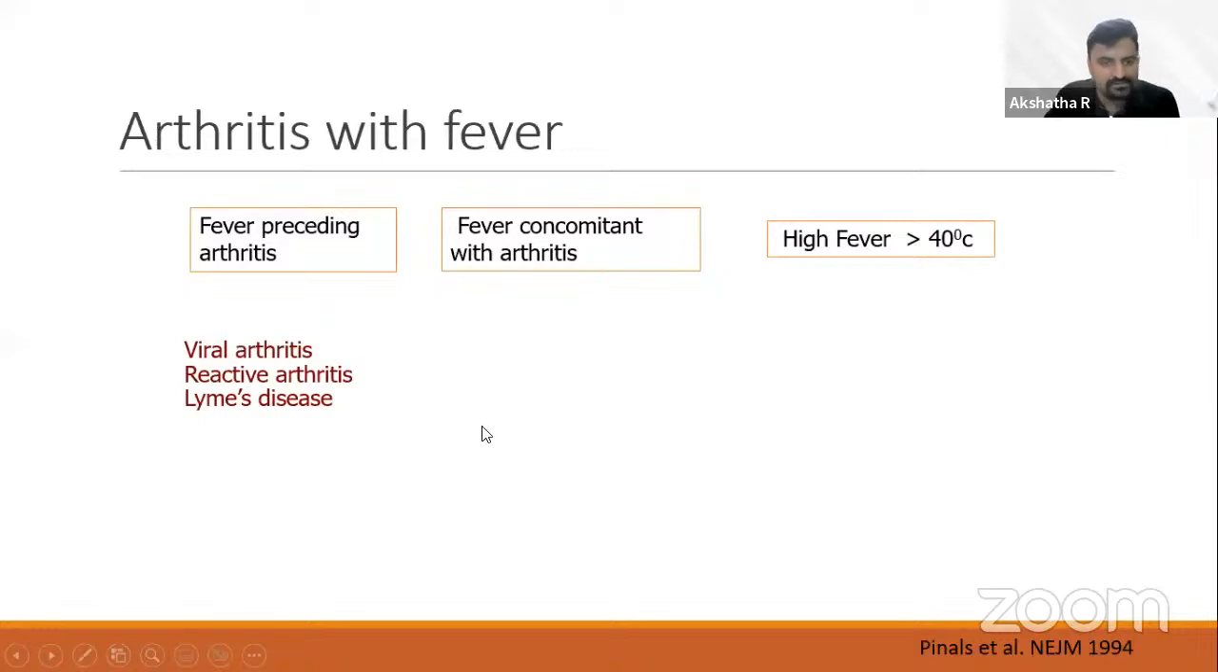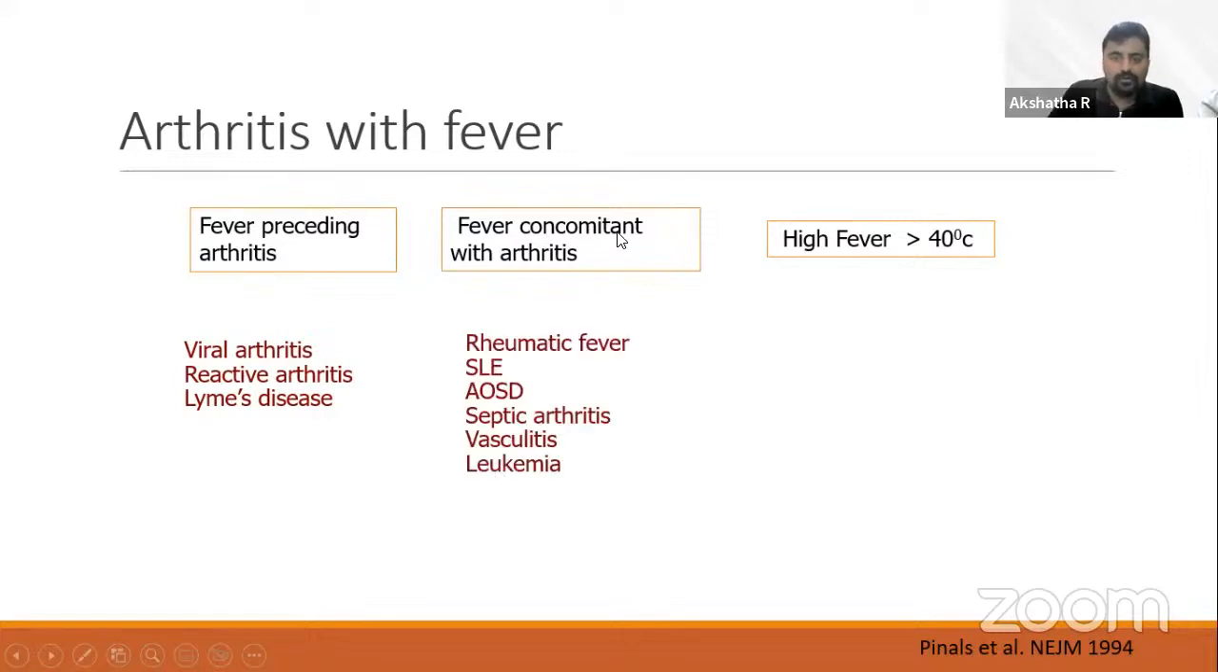So, in case of viral arthritis, reactive arthritis, or Lyme's disease, fever usually precedes the arthritis, and fever comes together with arthritis in cases of rheumatic fever, SLE, adult-onset Still disease, septic arthritis, vasculitis, and leukemia. And whenever you have a patient with arthritis and high fever, we have to consider septic arthritis, AOSD, leukemia, and polyarticular gout. So in septic arthritis, you usually have fever concomitant with arthritis, unlike viral or reactive or Lyme's disease, where fever usually precedes arthritis.